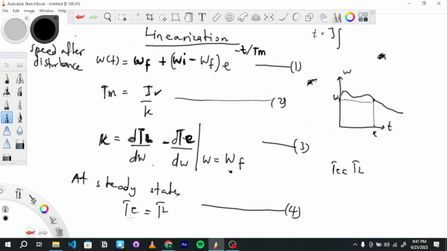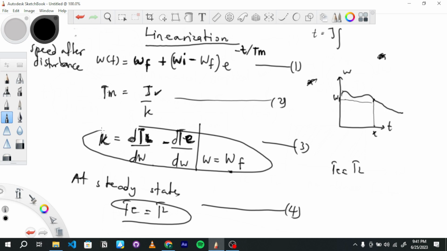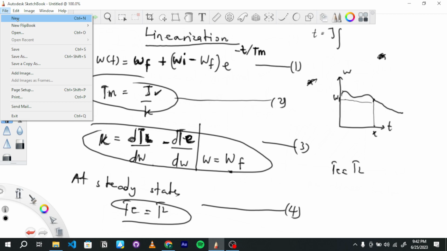First thing is to find the final steady state speed using this formula here. Now find K. Once you have K, you can find TM. And once you find TM, you can find omega t. Okay, so let's move on.